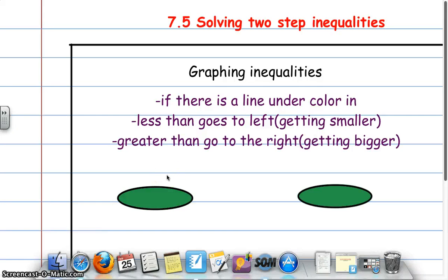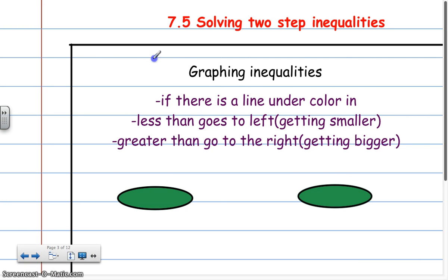Okay, 7.5. We are solving two-step inequalities. The first thing I want to refresh you on is how we graph inequalities. So graphing inequalities, you have to check to see if there is a line under the inequality. If it is, it means color it in.